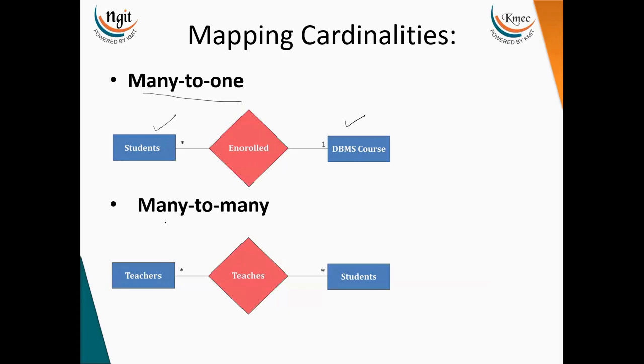And coming to many-to-many, it is very simple. Here we have many teachers who teach many students. Technically, we define it as an entity in A and B are associated with any number from each other. This is known as many-to-many mapping cardinality.